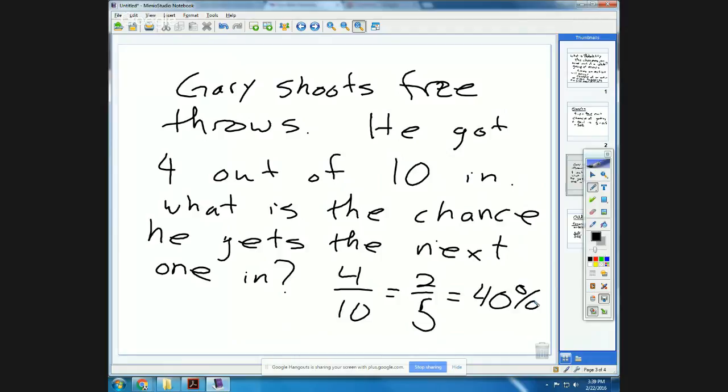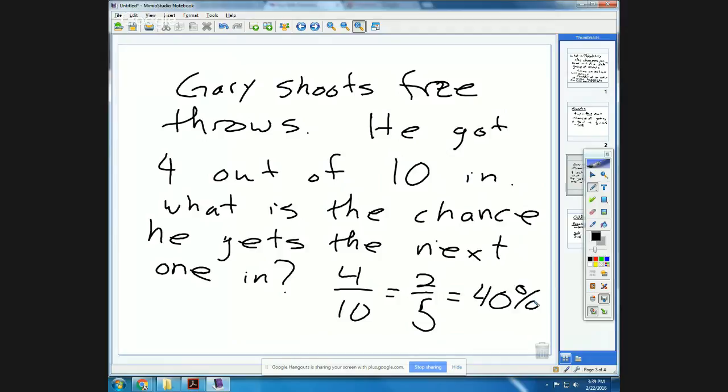Are the events of shooting a free throw or flipping a coin independent of each other? So knowing I just got a head, does that have any effect on the next flip? No. And then you have to figure out, knowing Gary's going to throw again, that he just got it in, does that have any effect on him getting it in again? And you can argue it either way. You could say it's independent.